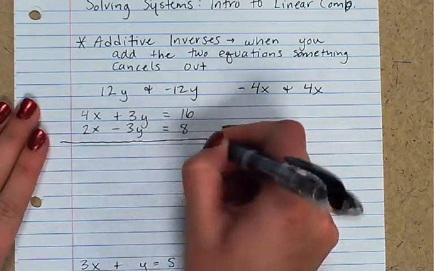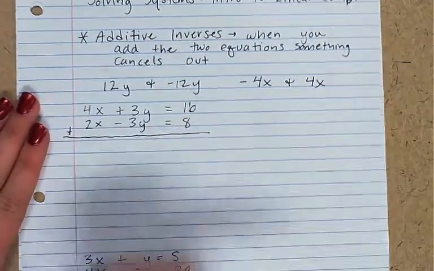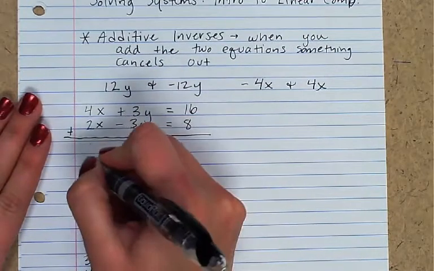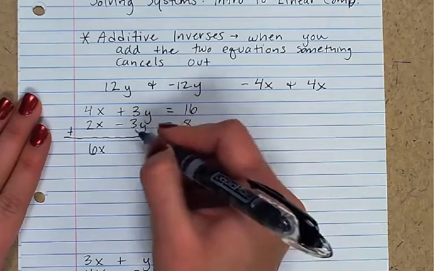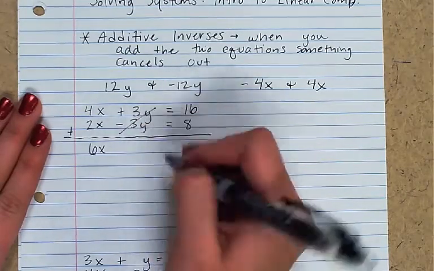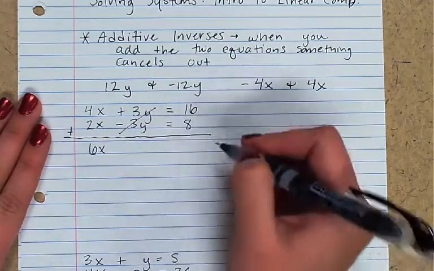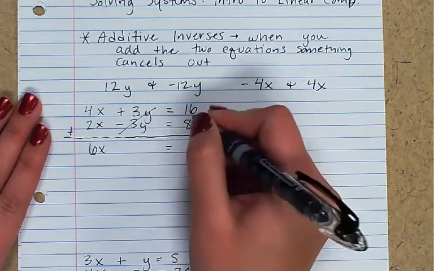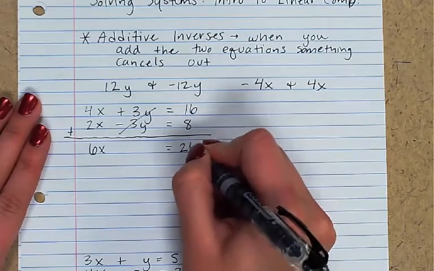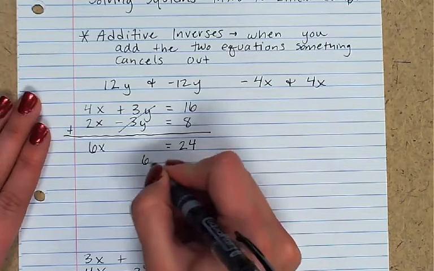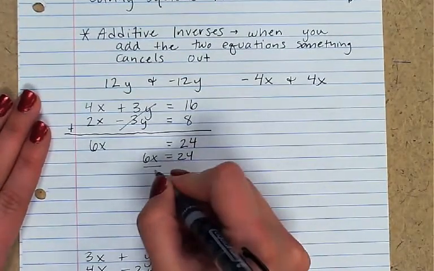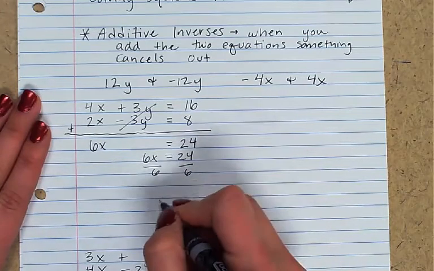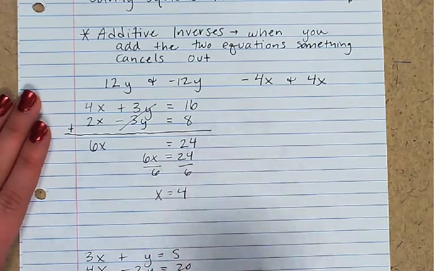The answer to that is yes. If we add vertically, 4x plus 2x is 6x. 3y plus negative 3y cancels out. They're opposites of each other, additive inverses. 16 plus 8 is 24. So now we have an equation with just one variable, and we can solve that. Divide both sides by 6. So x is 4 on this one.